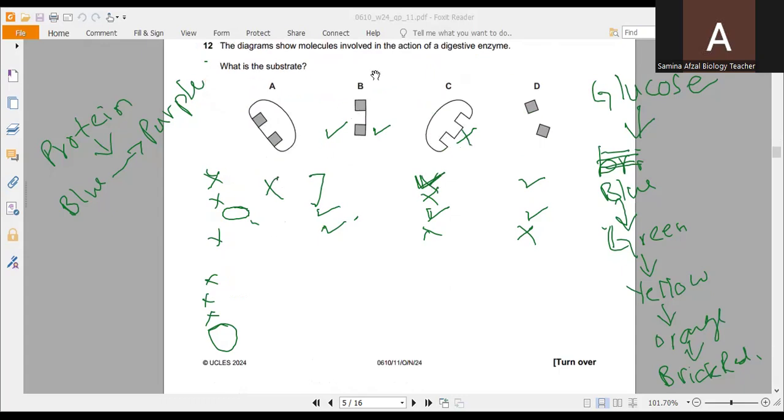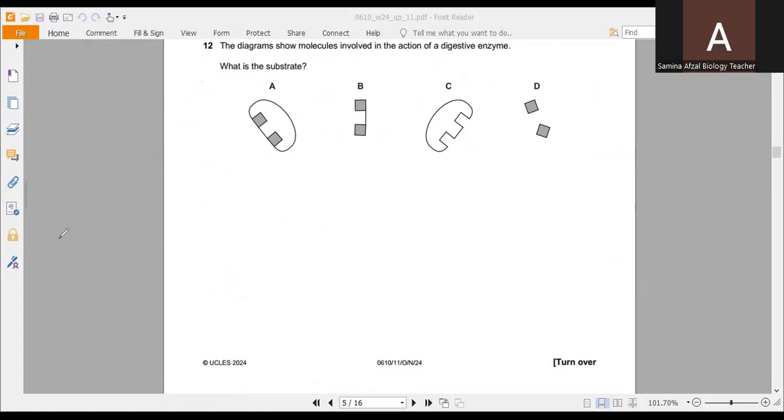Now the question is 12, and question 12 is, the diagram shows molecules involved in the action of a digestive enzyme. What is the substrate? You know, enzyme has active sites on which the substrate molecules are attached, and then there is the formation of enzyme substrate complex. So A shows the enzyme substrate complex.